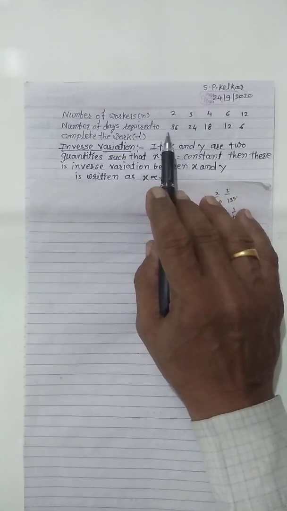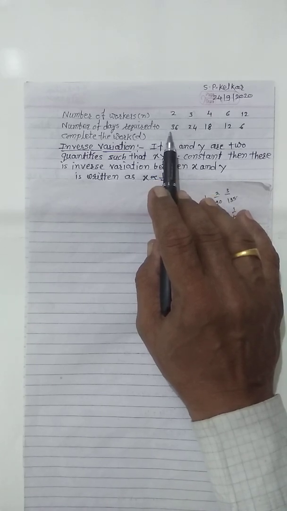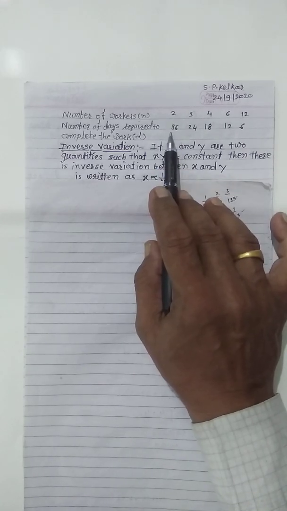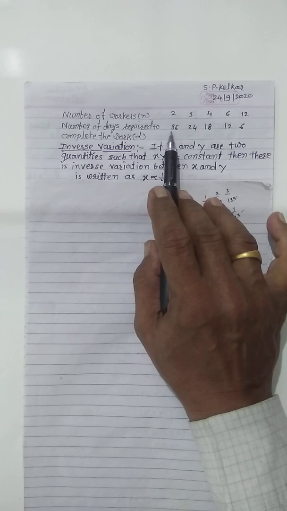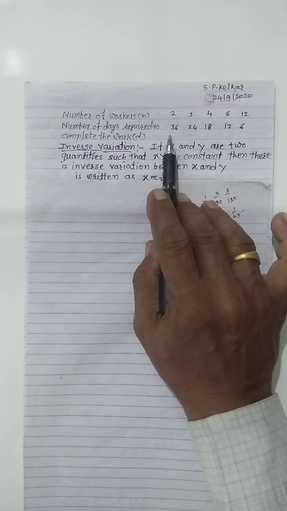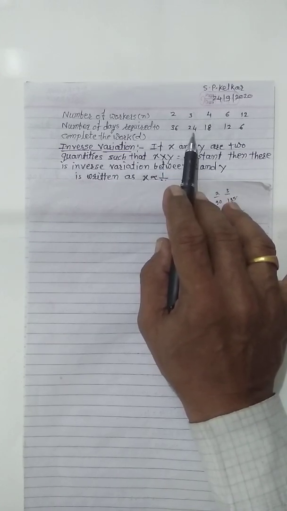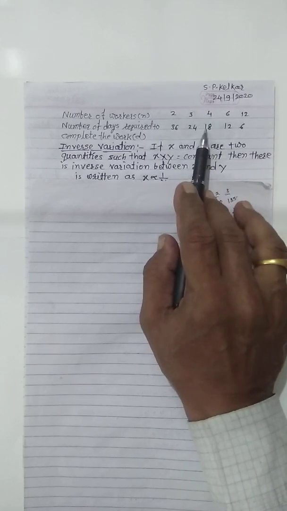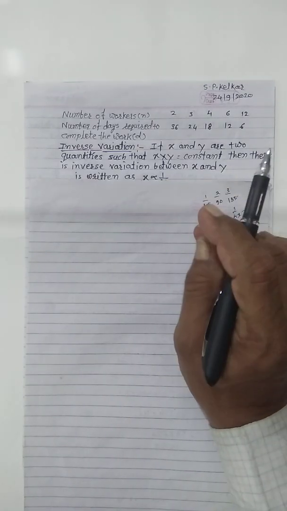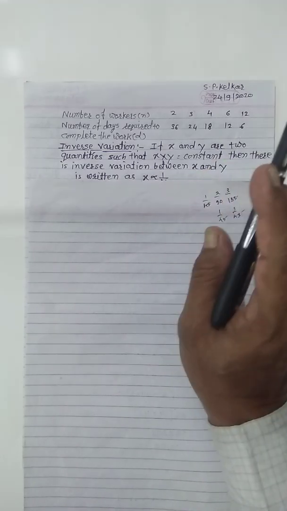In this way, if the workers increase, the days decrease. Means in these two quantities, the variation is inverse variation. If we take the product of these two, 2 into 36, 72. 3 into 24 also 72. 4 into 18 also 72. Means the product of these two quantities is equal to a constant number. Here also 72, 72, 72, 72, 72.